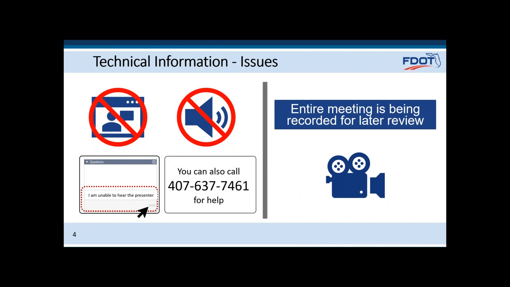If you experience technical issues during the meeting, please report it to the project team by using the question pane on the control panel. You can also call 407-637-7461. Staff will do their best to assist you. If you feel you have missed anything, this entire meeting is being recorded and will be made available for your review after the meeting.